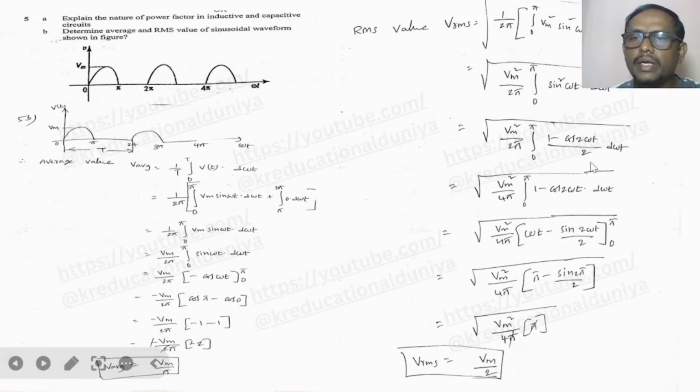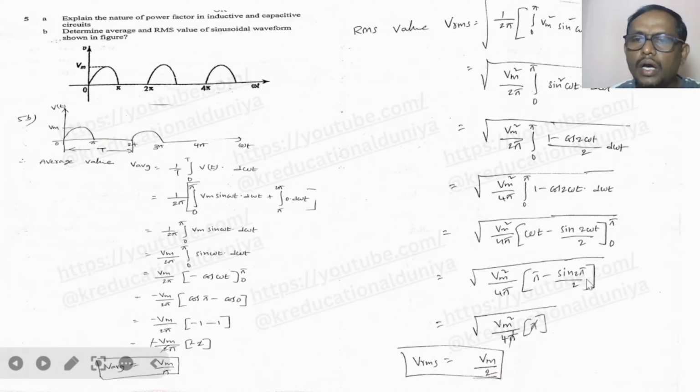The 2 in the denominator will come out, and here under root Vm square by 4 pi integral 0 to pi 1 minus cos 2 omega t into d omega t. Now I am applying the limits. The integral of 1 minus cos 2 omega t will become omega t minus sine 2 omega t by 2. The upper limit is pi and the lower limit is 0. After applying the limits, it will become pi minus sine 2 pi by 2.